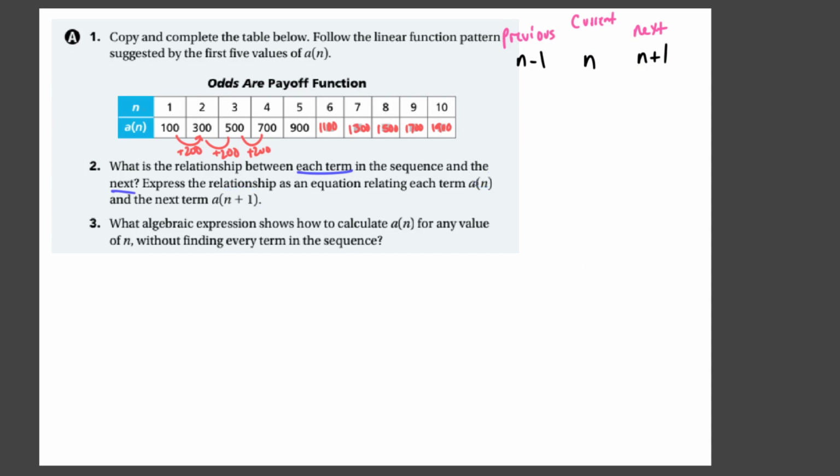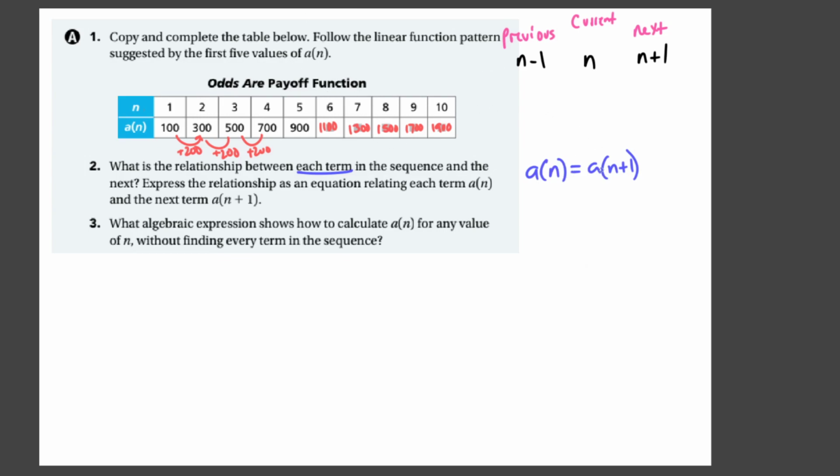So in other words, we need to write an equation. So this is going to be A of n is equal to, and I know it's a relationship between these two. So I have this one, and I have my next, which is A of n plus 1. Close. Now I got to think about, how are these two related? I know they're not equal, but how are they related?